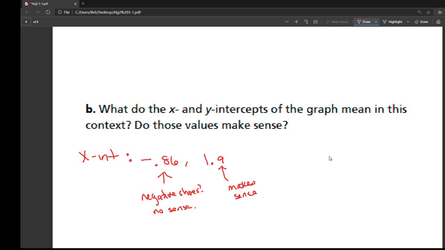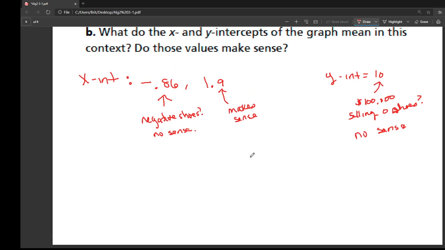And so then the y-intercept here is 10. So this is talking about making 10 times 10K is $100,000 in revenue for selling 0 shoes. That also makes no sense, right? Because you have to sell shoes to make revenue. So the only intercept that actually made sense in this problem was the positive x-intercept.